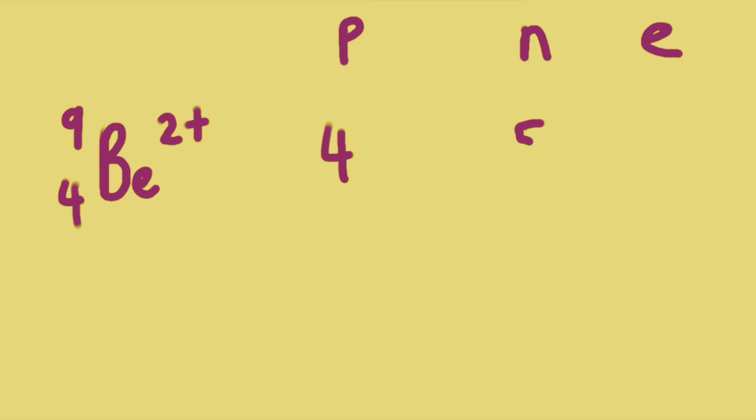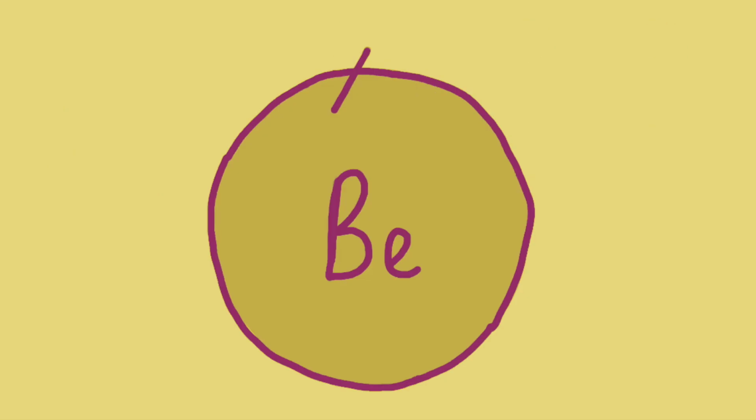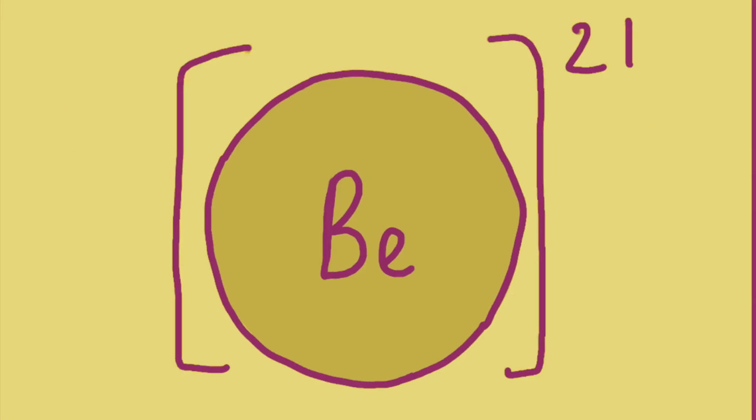Let's look at a beryllium ion and its protons, neutrons and electrons. It has 4 protons, 5 neutrons and 2 electrons because it has a charge of 2+, so it has lost 2 electrons.